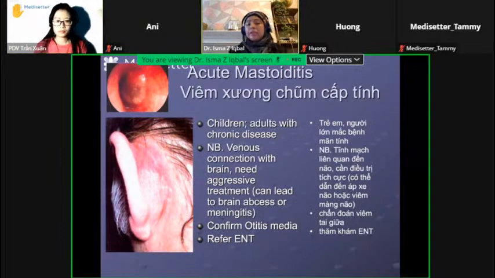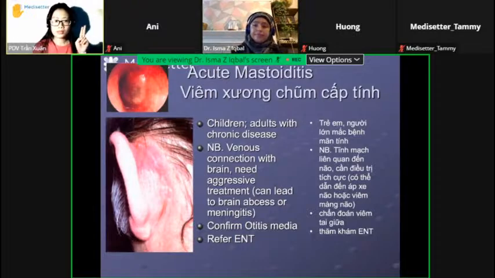This commonly presents in children but can occur in some adults, especially those that have had previous ear disease.